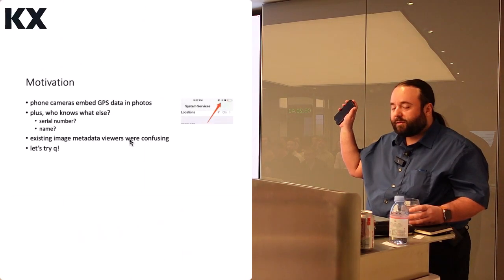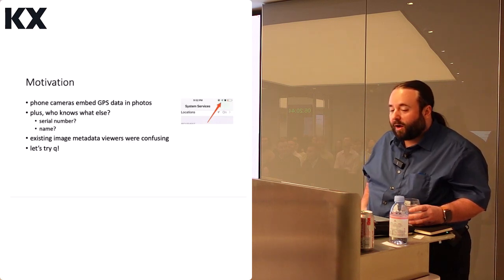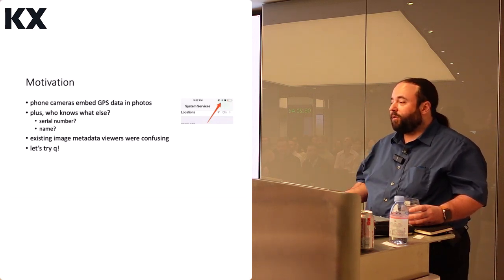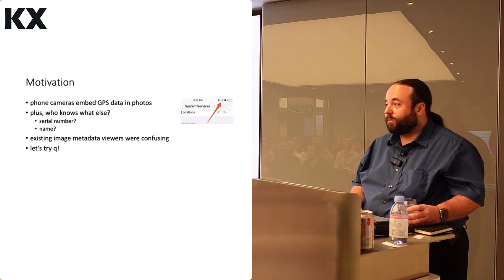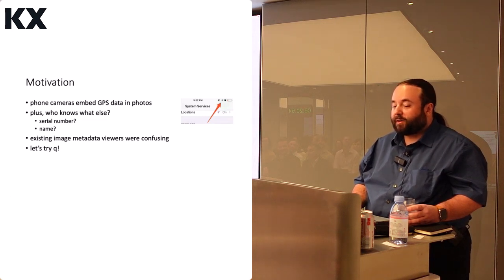Everybody's got one of these, a cell phone, and for most of us it's our main camera these days. They embed all sorts of things in those photos when you take them: GPS data, plus all sorts of other things. Who knows what's in there that could be tracked back to you.